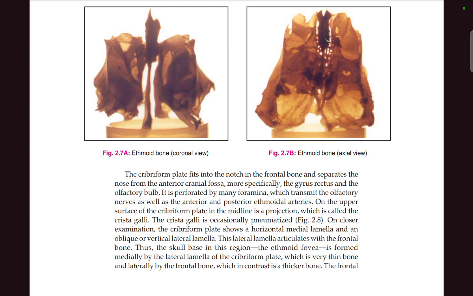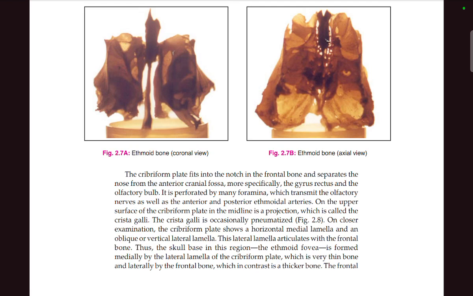The cribriform plate fits into the notch in the frontal bone and separates the nose from the anterior cranial fossa, more specifically the gyrus rectus and the olfactory bulb. It is perforated by many foramina which transmit the olfactory nerves as well as the anterior and posterior ethmoidal arteries. On the upper surface of the cribriform plate in the midline is a projection which is called the crista galli. The crista galli is occasionally pneumatized.